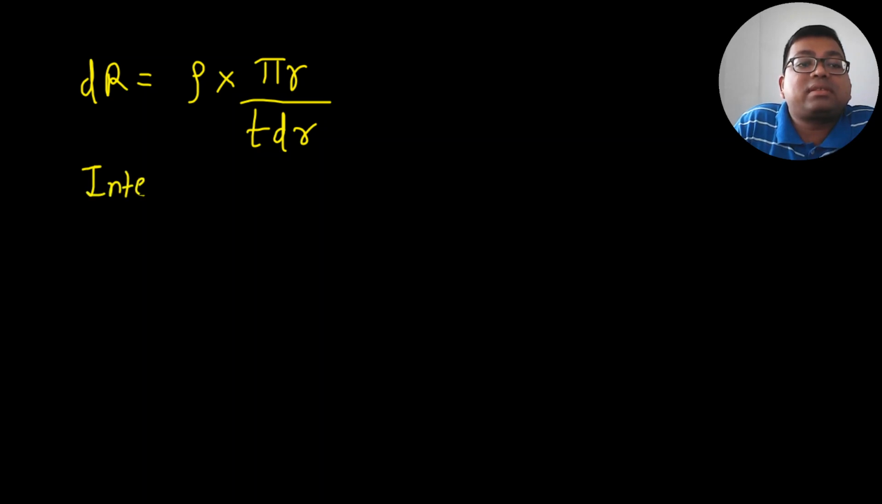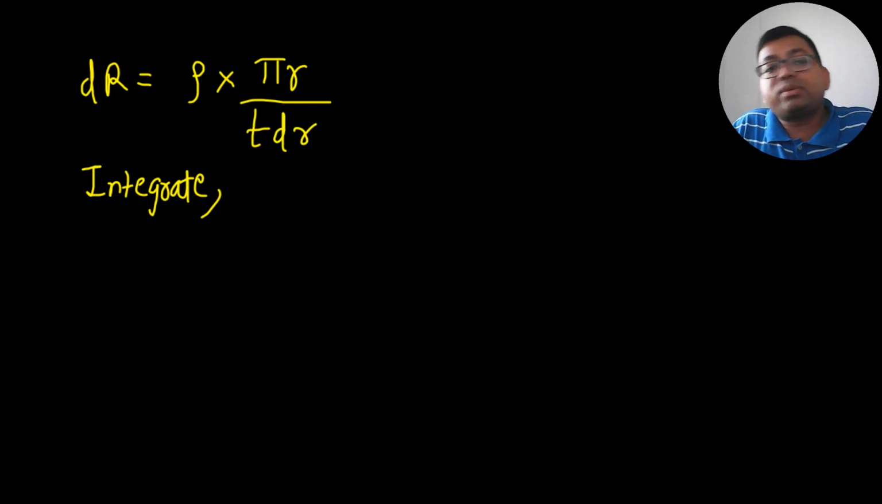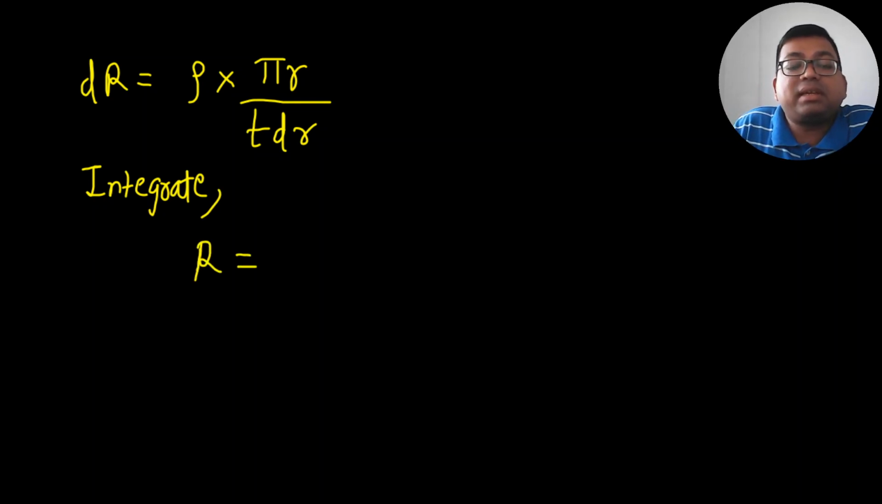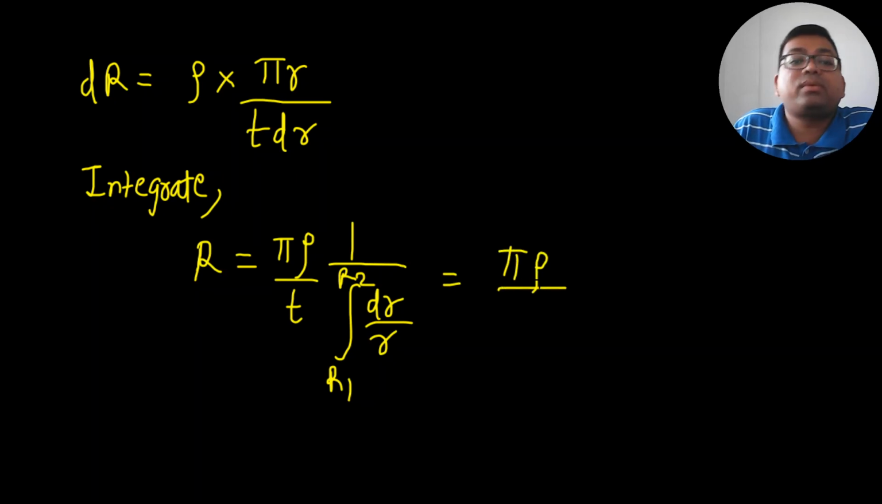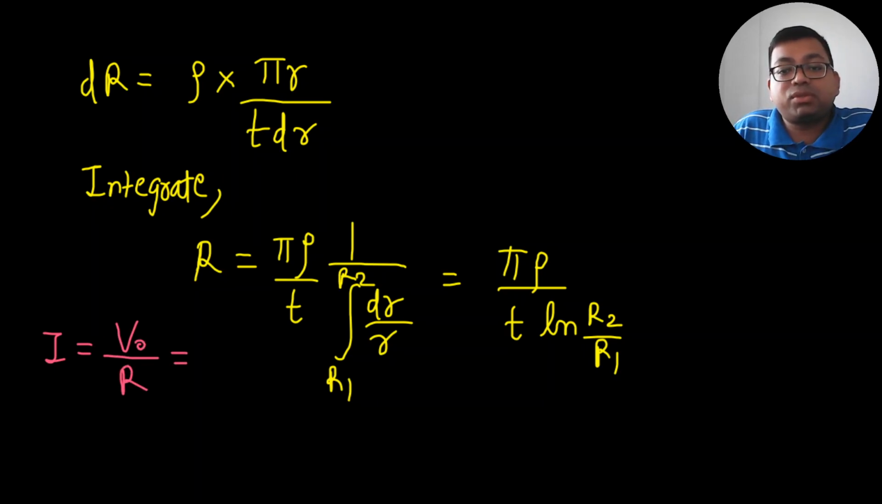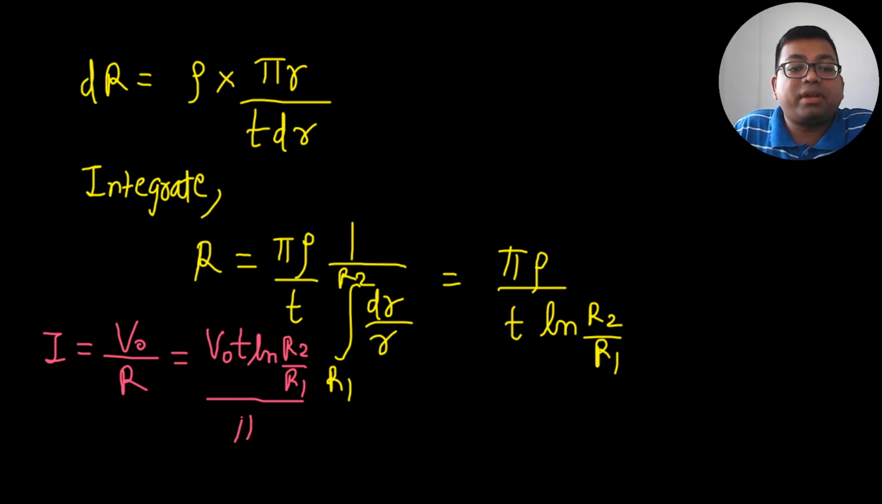And if we integrate this, what we are going to get is the resistance on the left-hand side, and here pi rho is constant, and the denominator t is also constant. We can write the integration of dr by r, and this radius varies from r1 to r2, correct? So if we solve it, this is pi rho by t into ln r2 by r1. This is the resistance. Now what is current? I is equal to V0 by R. So we just substitute this V0 and the resistance. If you substitute, this will come as t ln r2 by r1 divided by pi rho.